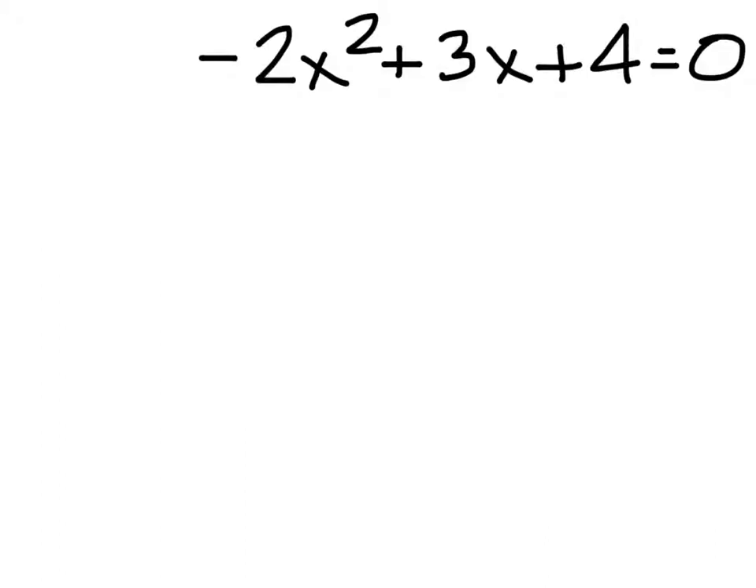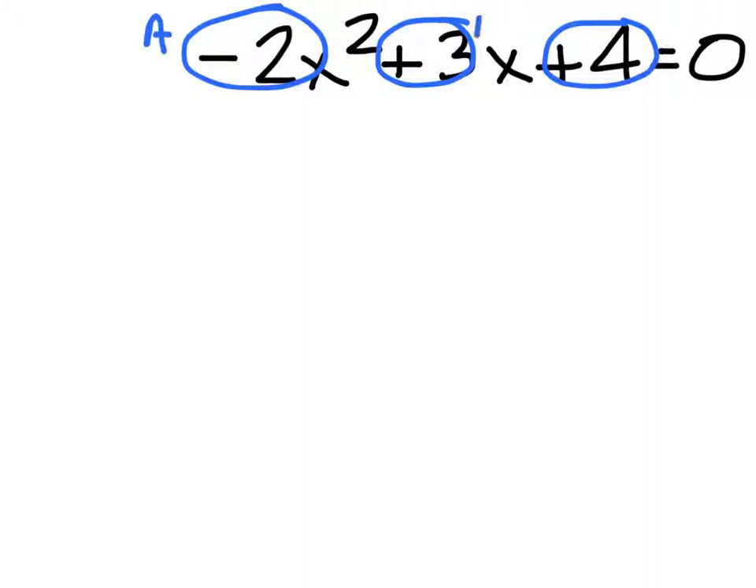Here's example 2. We'll do another one. Negative 2x squared plus 3x plus 4. What's going to be your a, b, and c? Right, negative 2, 3, and 4. So this is a, this is b, and this is c.